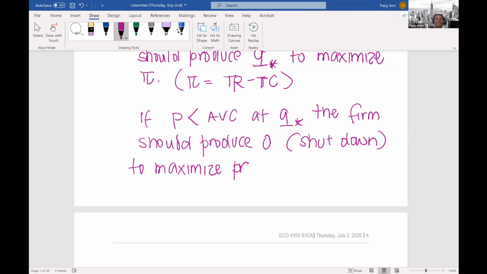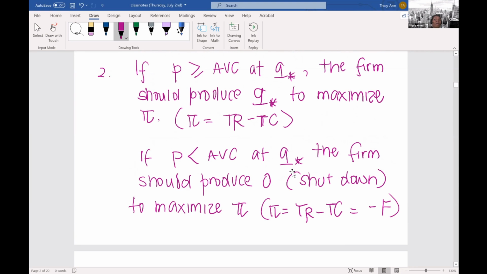Notice that in this situation, if you're producing 0, your profit, which is equal to total revenue minus total cost, is going to end up being equal to minus fixed cost. Because when you're producing 0, total revenue is 0, right? You have nothing selling, so you get no revenue. And your variable cost is equal to 0 because you're not hiring labor, so the only thing you have left is your fixed cost.